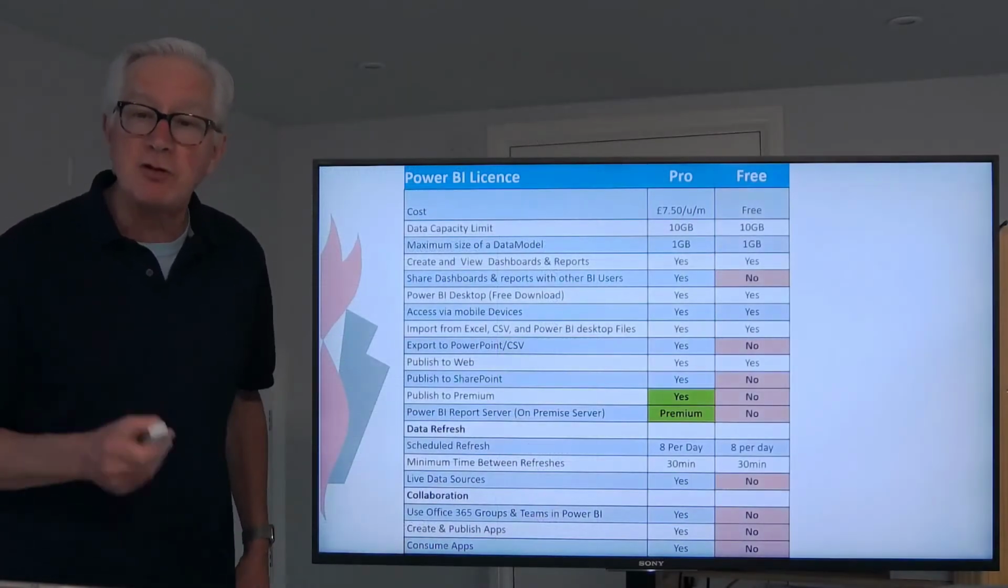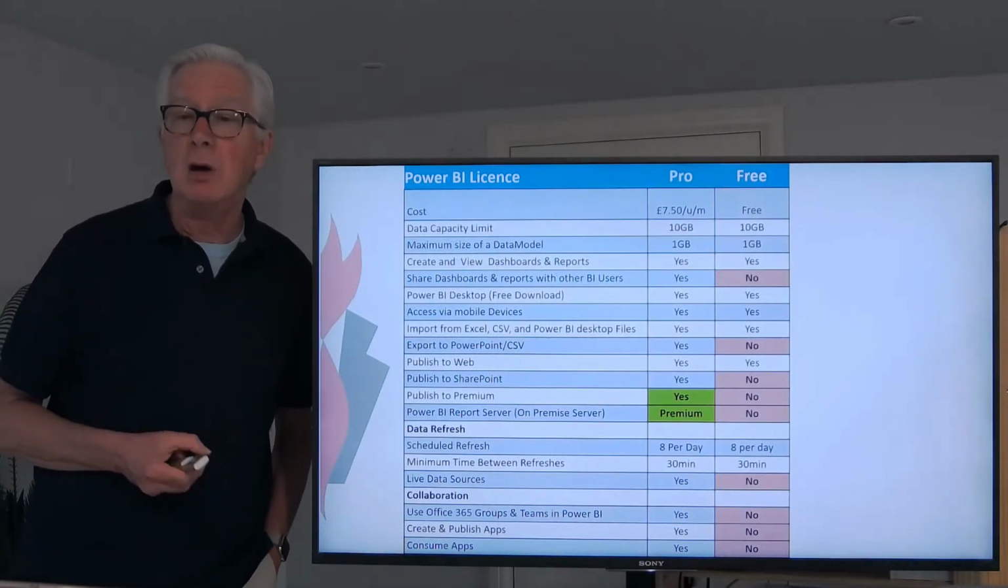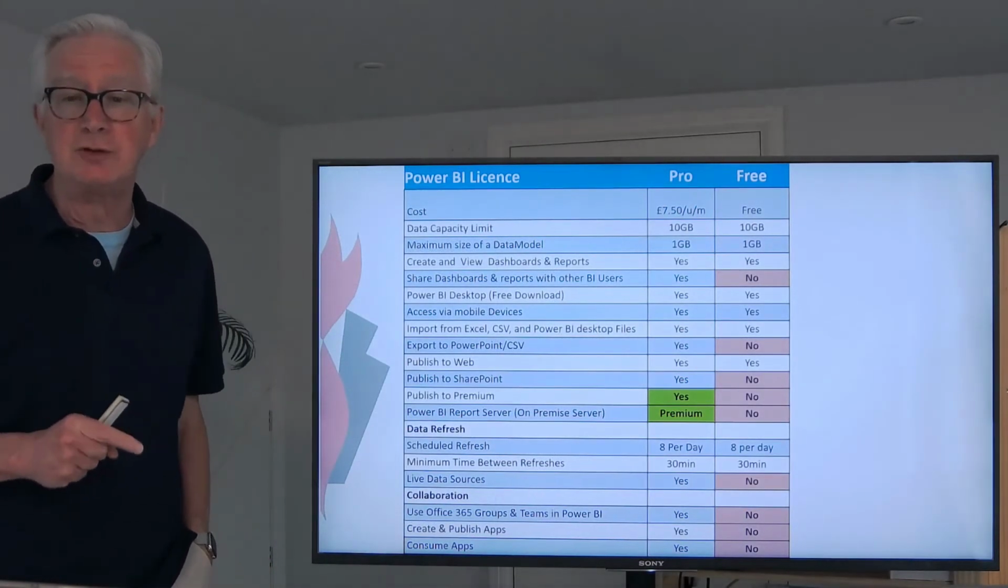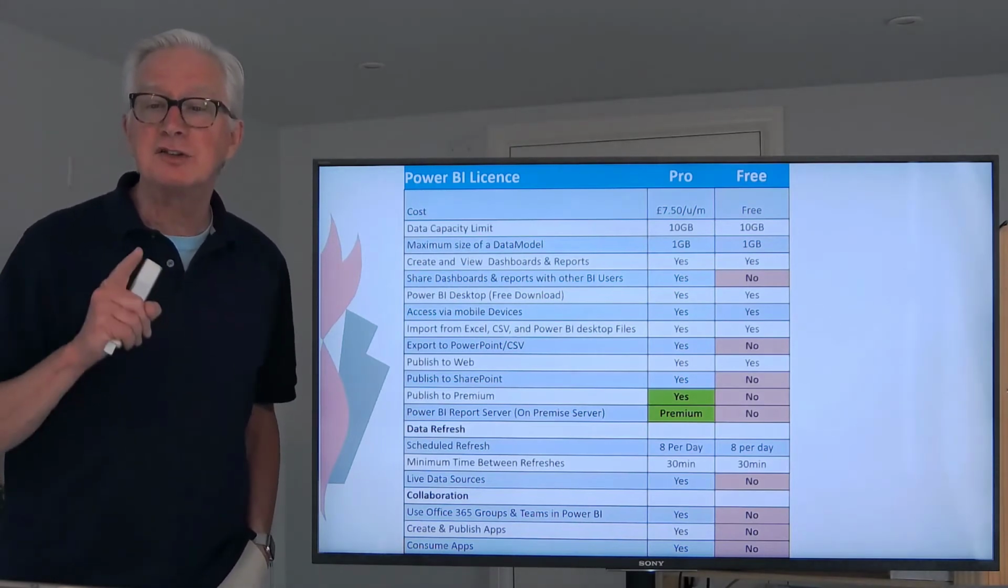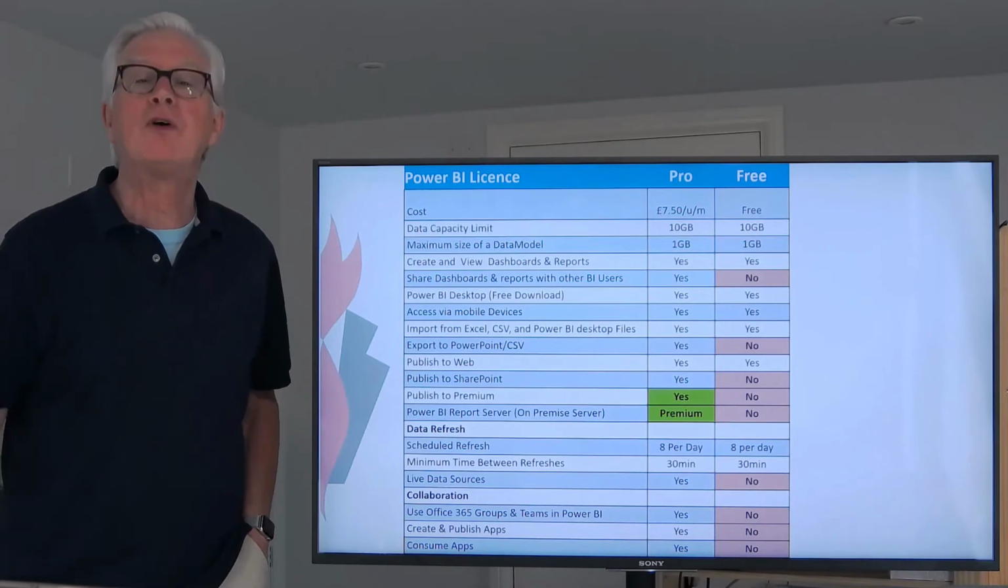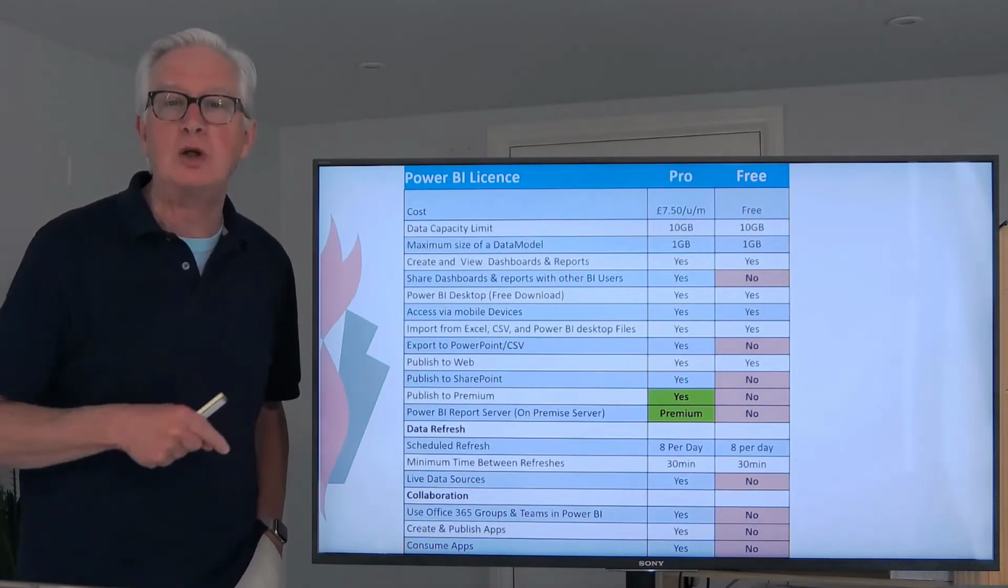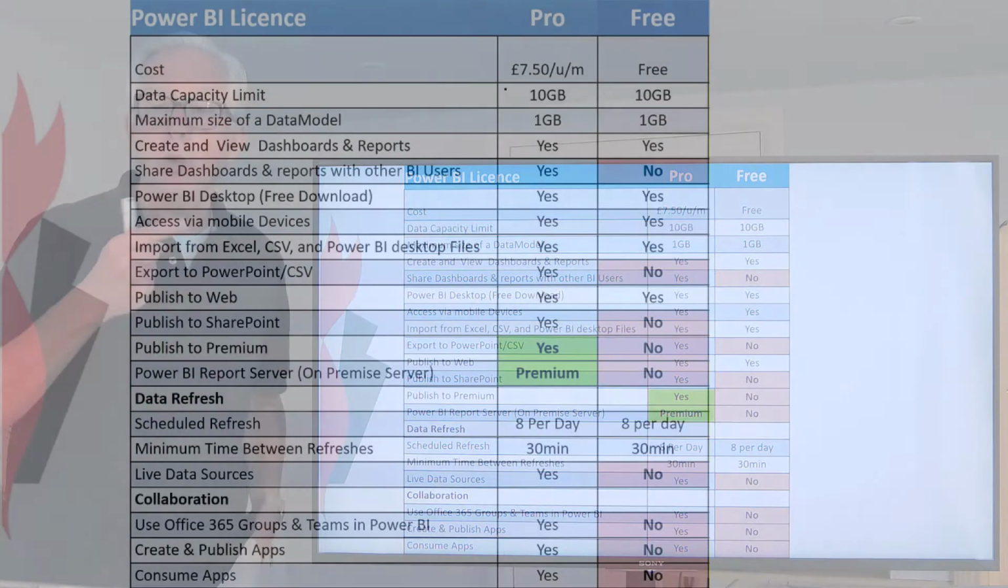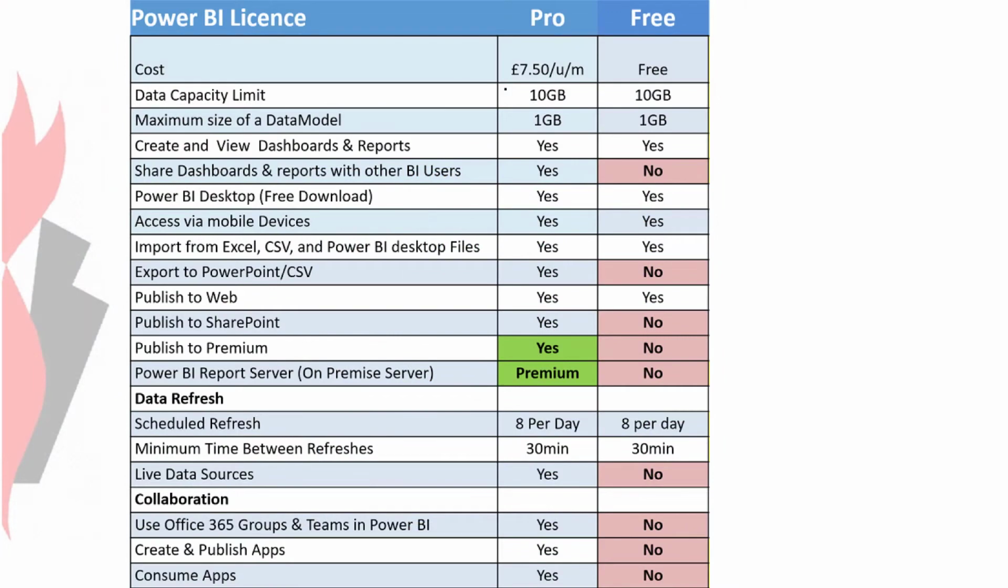The Power BI free license is essentially the same, but with one major change. The free license does not allow you to share information with others or for others to share information with you in Power BI. You get all the same elements. You get 10 gigabytes data capacity, you get a 1 gigabyte data model, you get access to view and share them. Of course, you can use Power BI Desktop because that's free. Anyone can use Power BI Desktop.